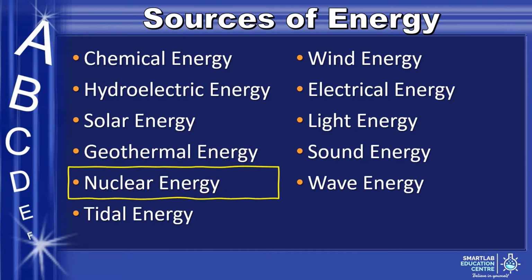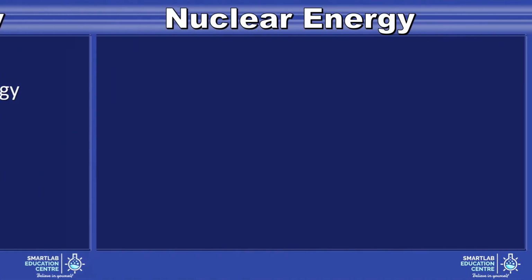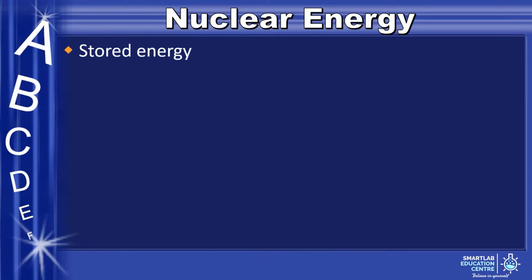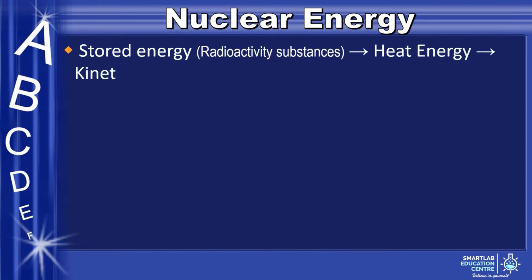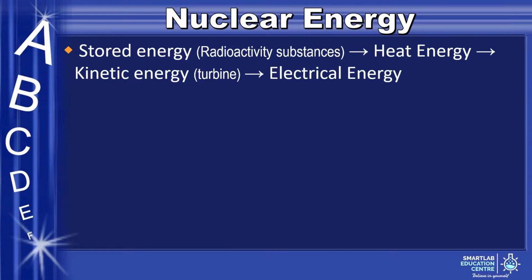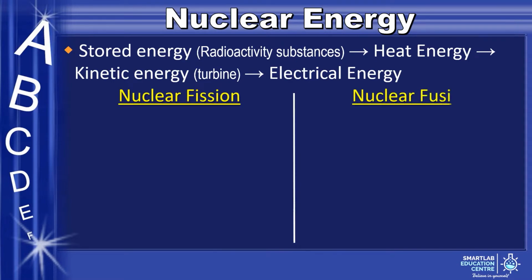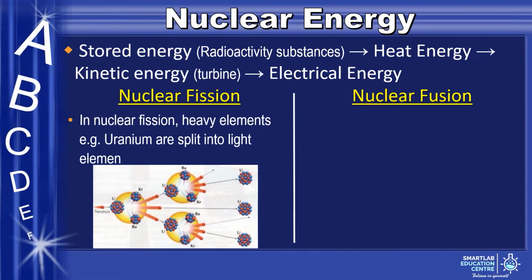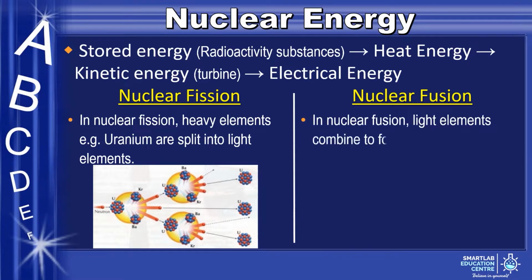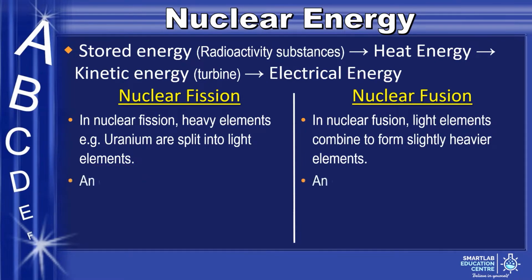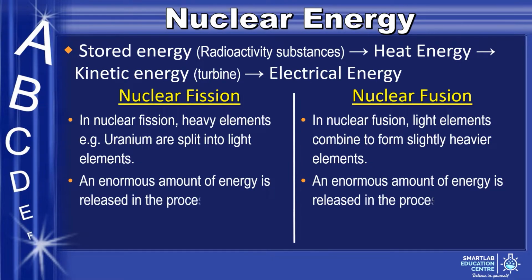Next, nuclear energy. Nuclear energy is a type of stored energy in radioactive substances. It is converted to heat energy, then converted to kinetic energy, and finally electrical energy. There are two types of nuclear energy: nuclear fission and nuclear fusion. In nuclear fission, heavy elements, such as uranium, are split into light elements. In nuclear fusion, light elements combine to form slightly heavier elements. In both cases, an enormous amount of energy is released in the process.